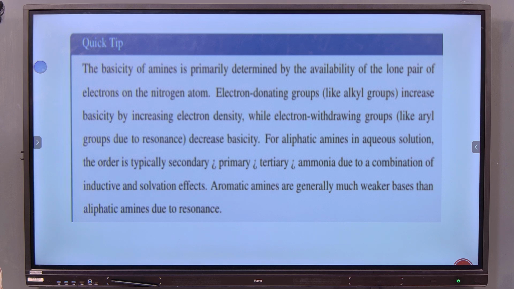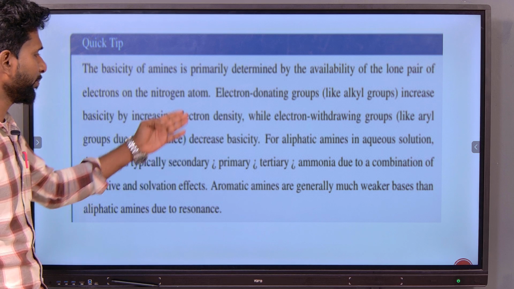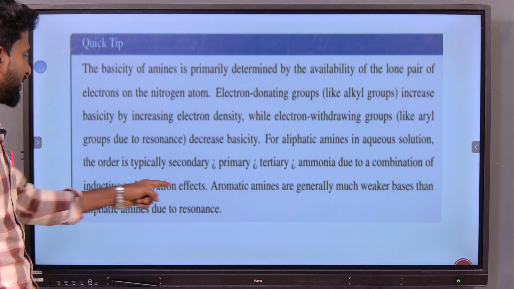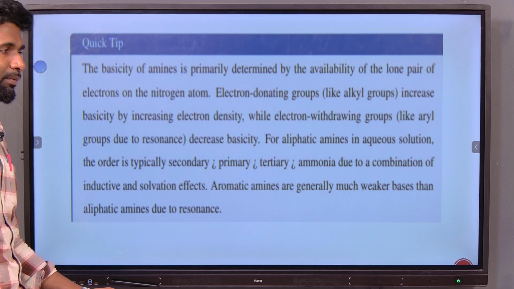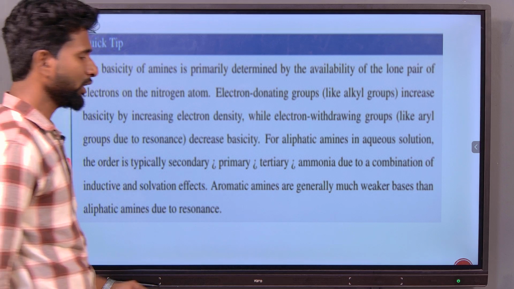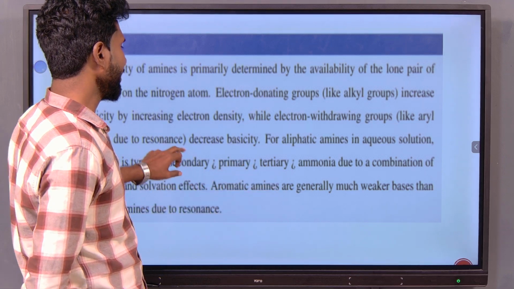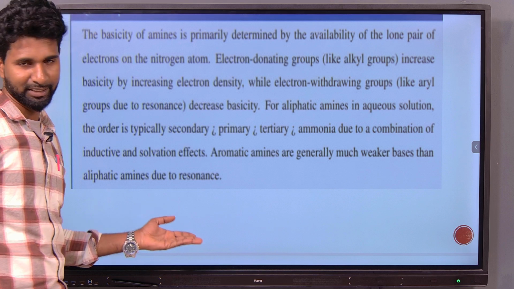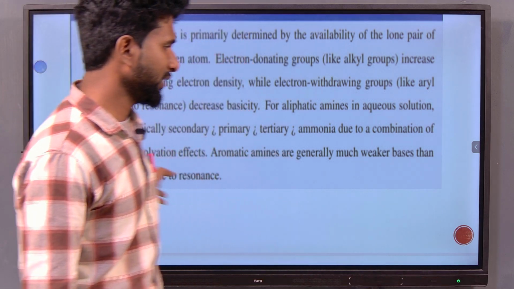While electron withdrawing groups like aryl groups, due to resonance, decrease basicity. For aliphatic amines in aqueous solution, the order is typically secondary, primary, tertiary, then ammonia, due to the combination of inductive and solvation effects. But in the gaseous phase, only the inductive effect applies. In aqueous state we have to account for the solvation effect also; we can see later what it is. Aromatic amines are generally much weaker bases than aliphatic amines due to resonance, so aliphatic amines are more basic. That is the answer to that question.